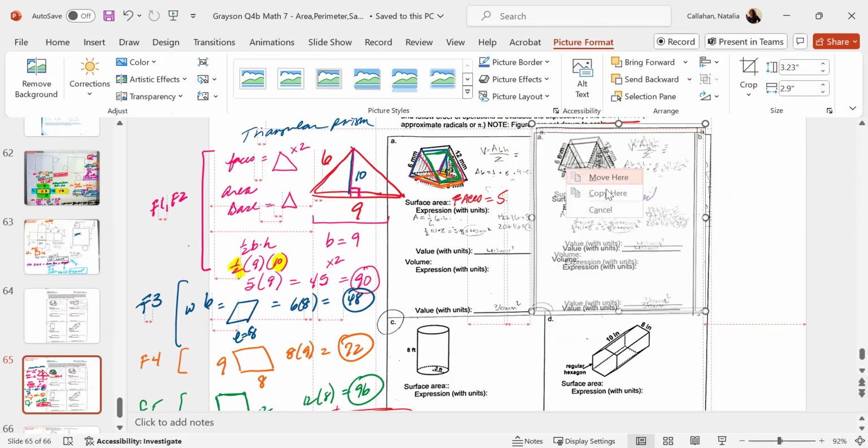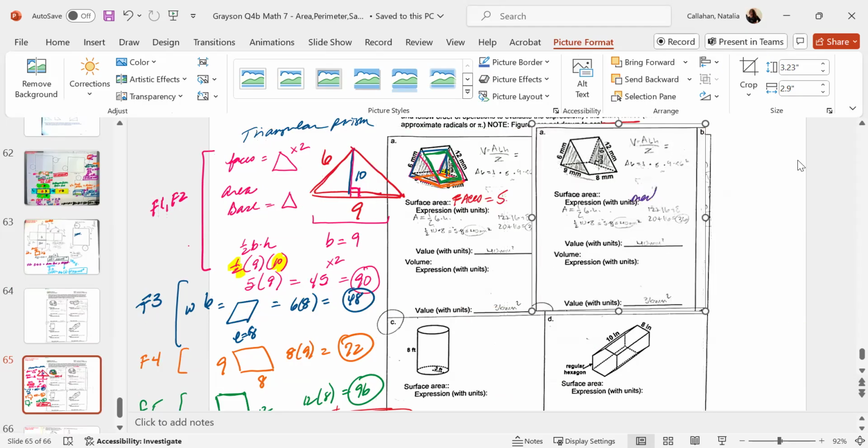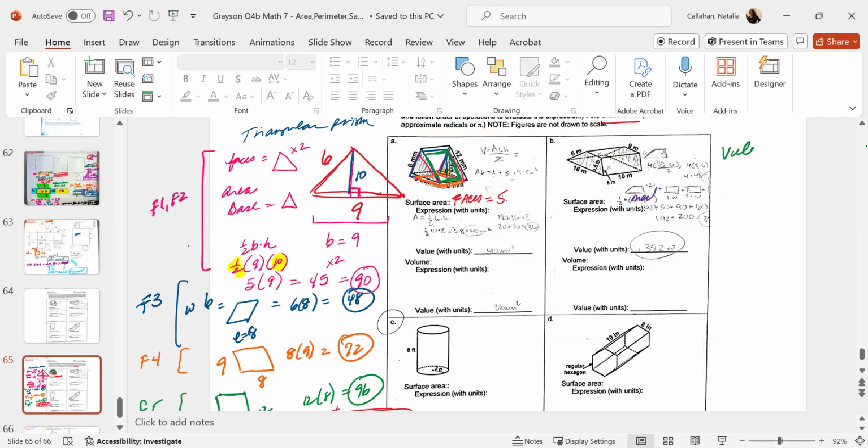I don't need to do this here. Let's get rid of this one. Okay, so for the volume. Volume of what shape is this again? I want you to go at, it's not triangle, it's triangular prism. I want you to write that on the title right there, triangular prism.